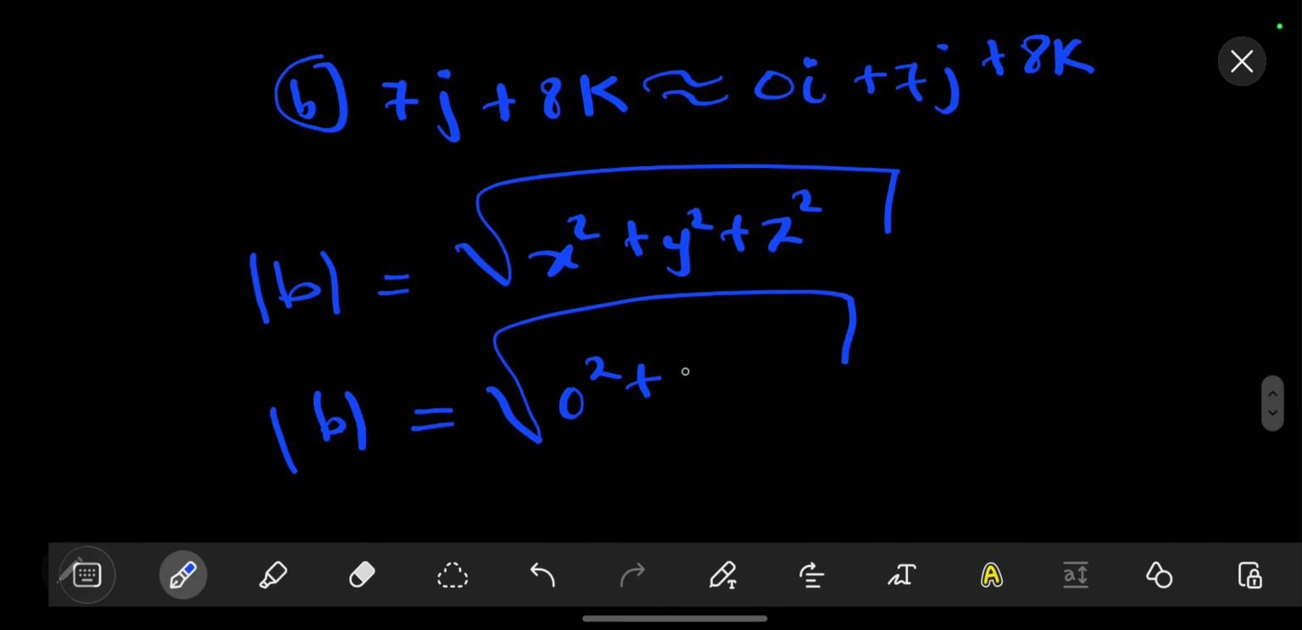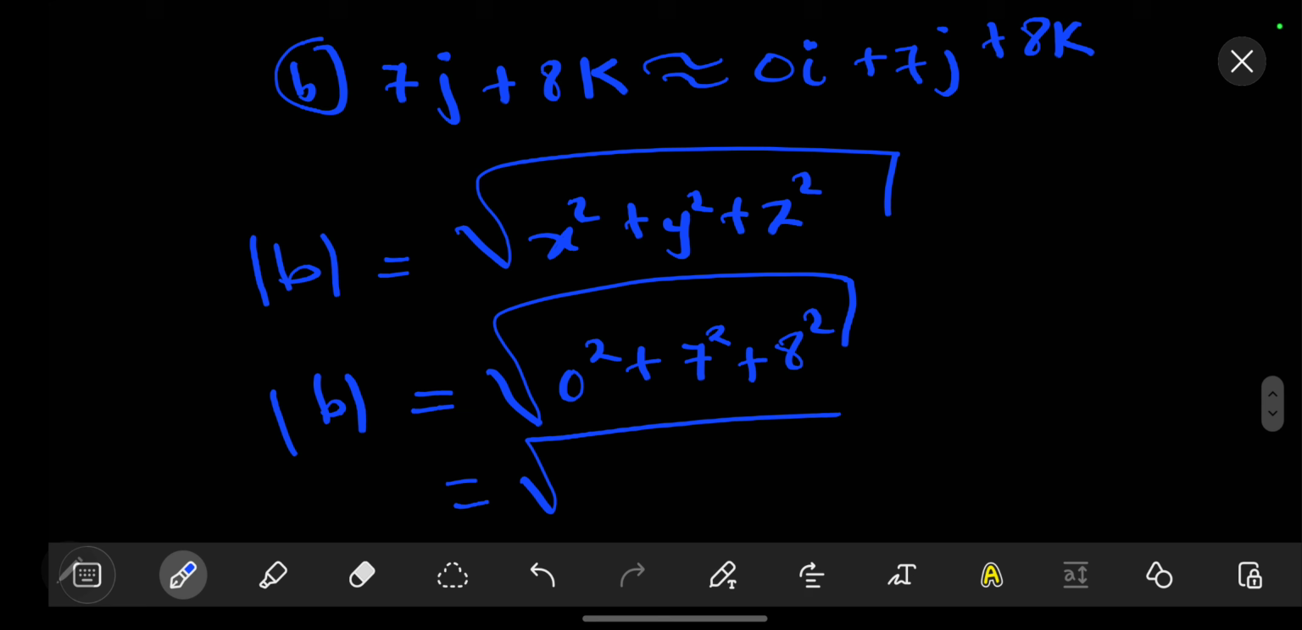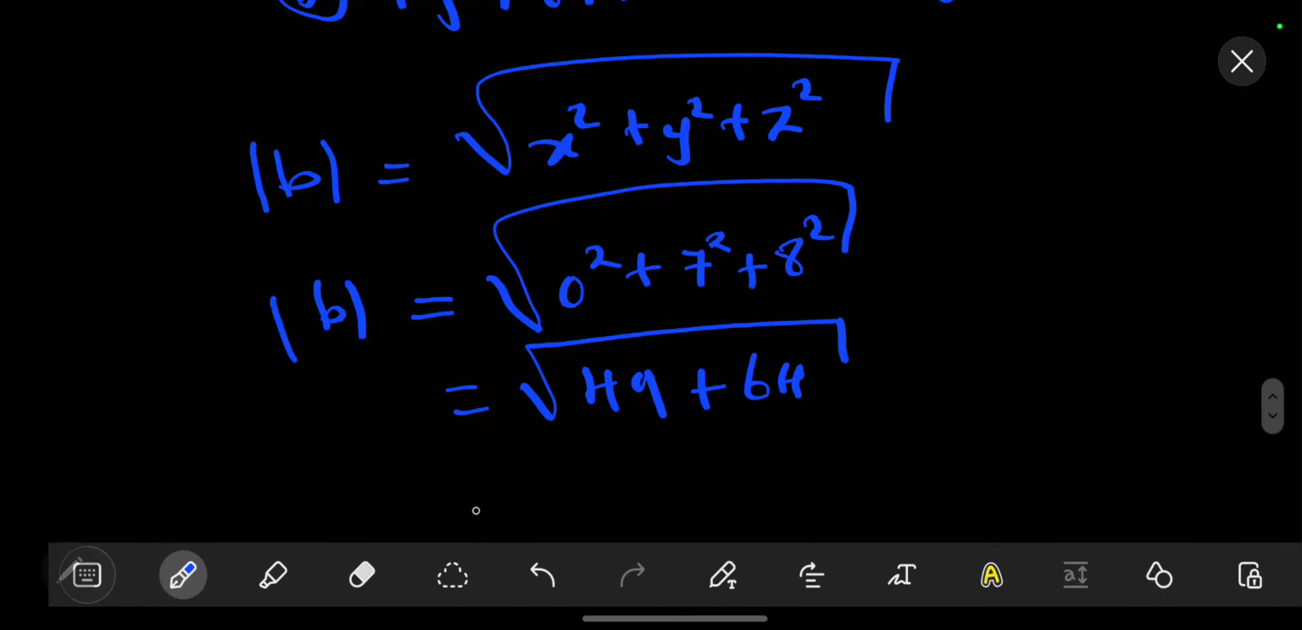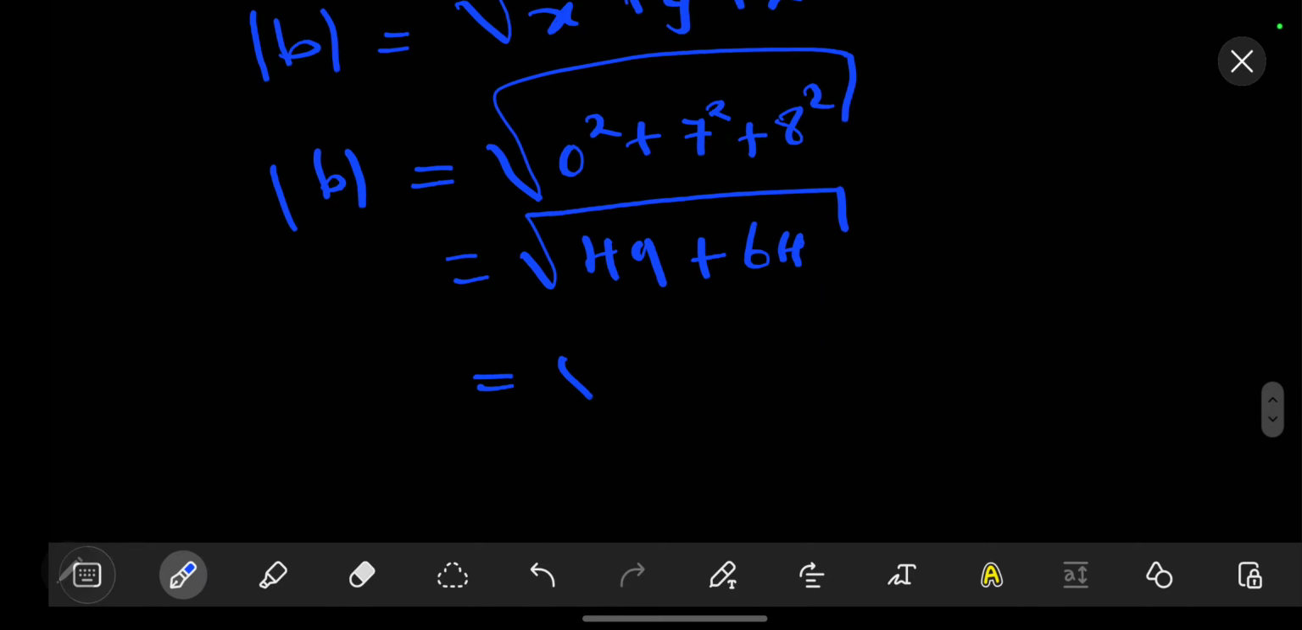So we are going to say 0 squared plus our y is equal to 7 squared, the one with j, plus our z, the one with k, will be 8 squared. So this should be equal to the square root of 7 squared, let's just ignore the 0. 7 squared is 49 plus 8 squared gives us 64. When we add 49 plus 64, we are going to get the square root of 113. We can go further, but it's okay even if you did this. So this is our magnitude, the square root of 113.